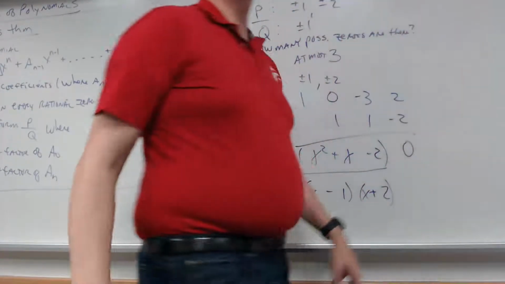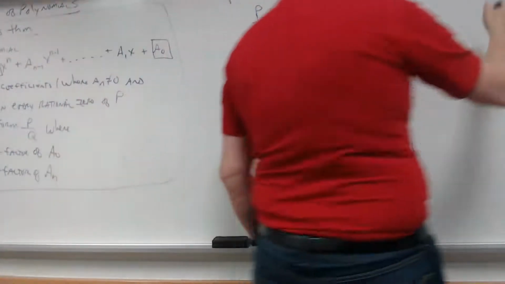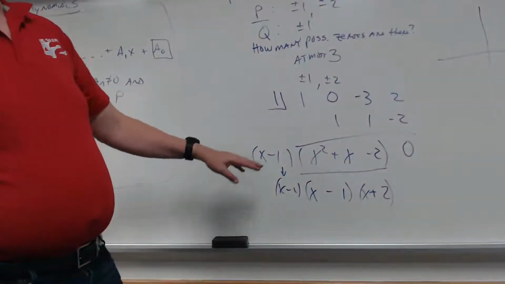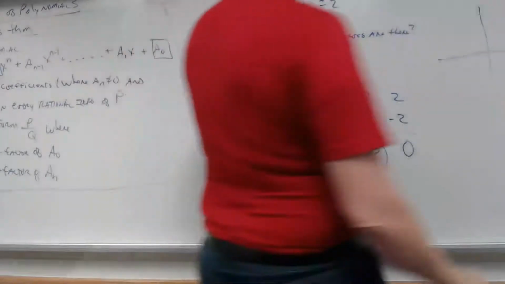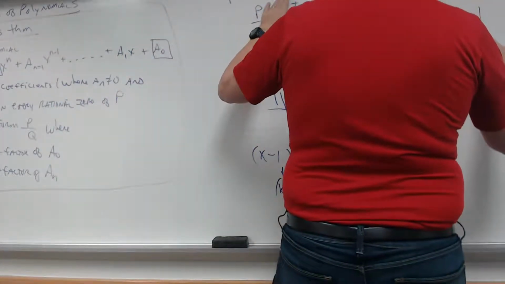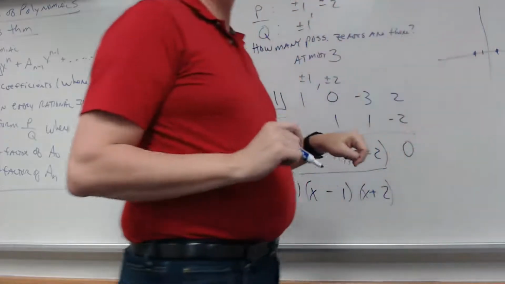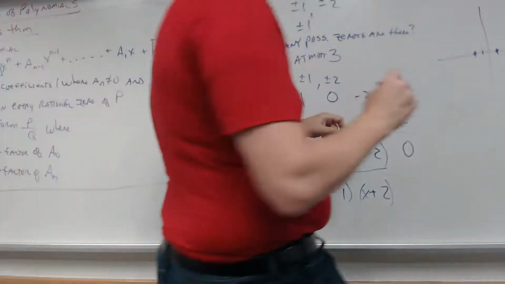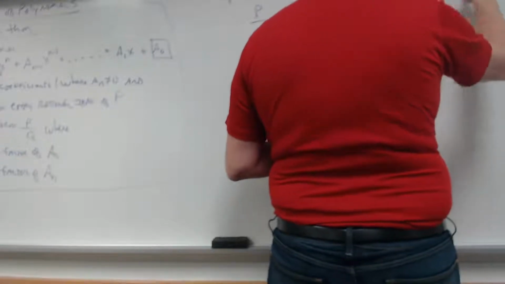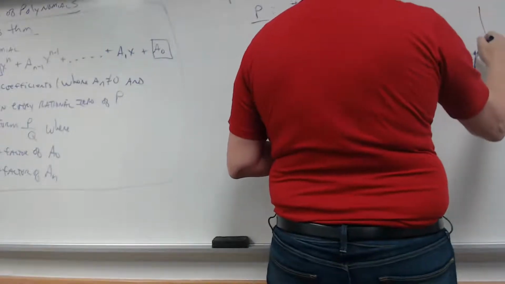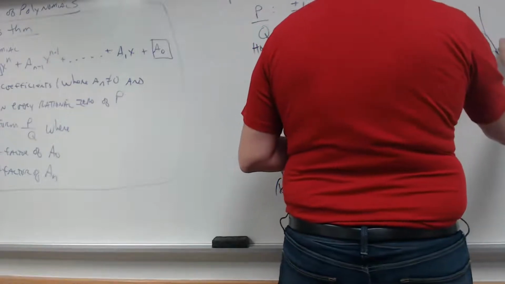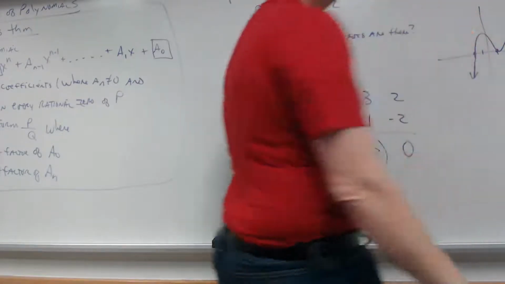Now, I didn't ask you this, but we could graph this really easily. The power function would be y equals x cubed. I've got a 0 at 1, and I've got a 0 at -2. My power function is going to start low. We're going to come up here to -2, and we're going to cross it. And we're going to go to 1, and we're going to bounce. Boom.